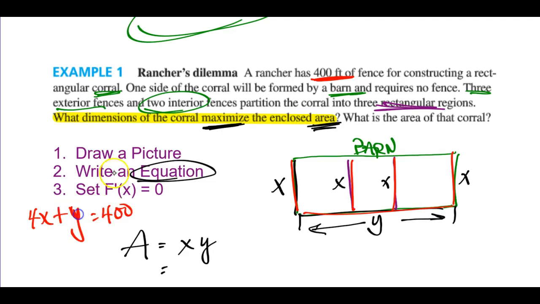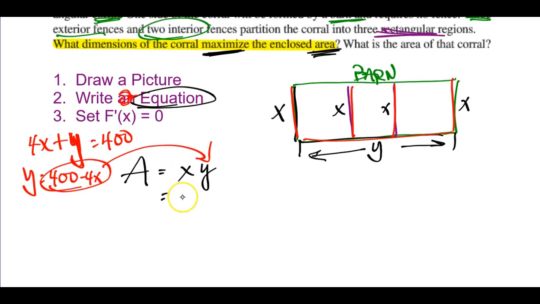So in this case, I actually need to write 2 equations. This is my perimeter, and this is my area function, and I think I can solve for y down here and do a quick substitution. I'm going to plug that in right here. That will give me x times my new y, 400 minus 4x, and now I can maximize the area by taking the derivative.